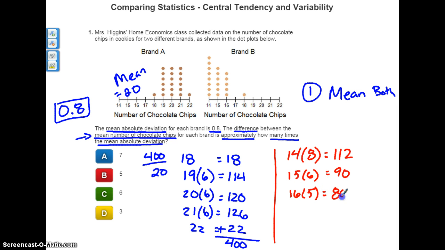I know that's 80. Again, if you have to calculate, that's fine. And then we have 118. So what do I do with these totals? I add them all together. This time I get 300.